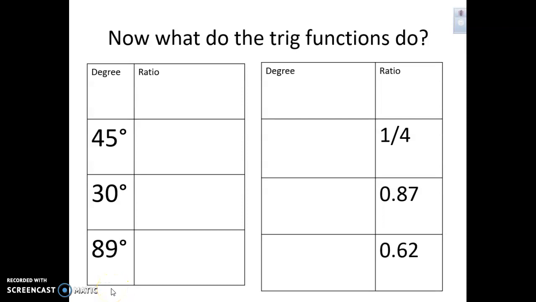Okay, we have solved for missing sides in this lesson. Now we need to try something else. We need to learn how to solve for angles. But before we get started, we're going to take a look at the sine function.